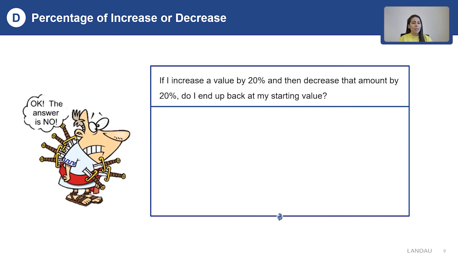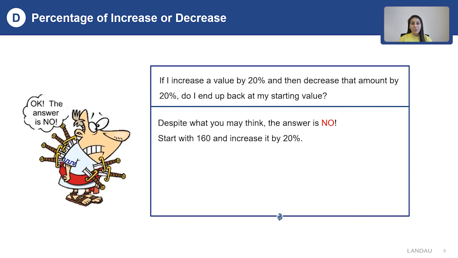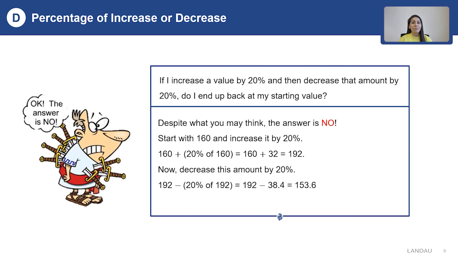If I increase my number by 20% and then I decrease it by 20%, will I get the same number? The correct answer is no, and let us see why. Let us take the value of 160 and increase it by 20%. That will be 192. Now, let us decrease 192 by 20%. And that will be 153.6, which is not equal to 160.